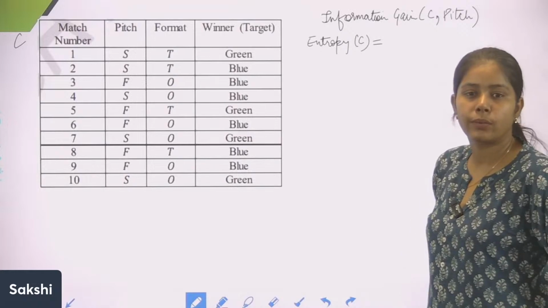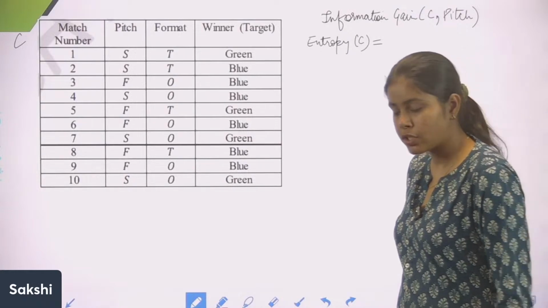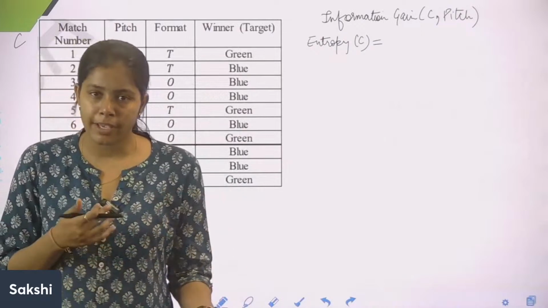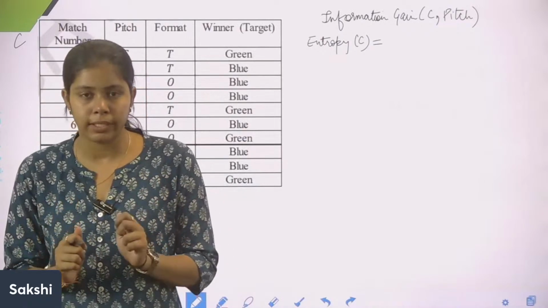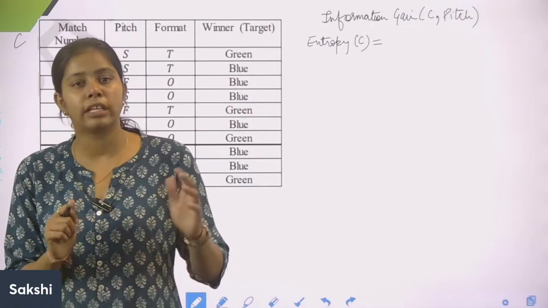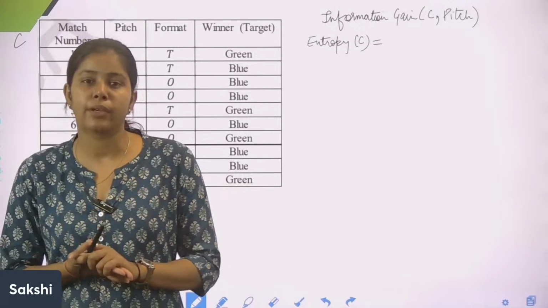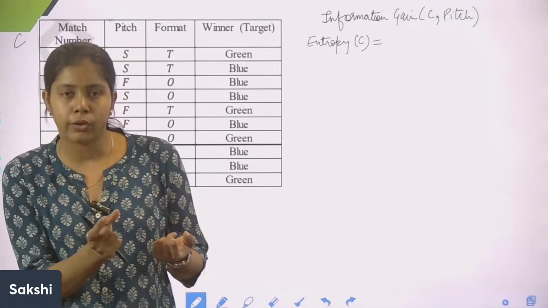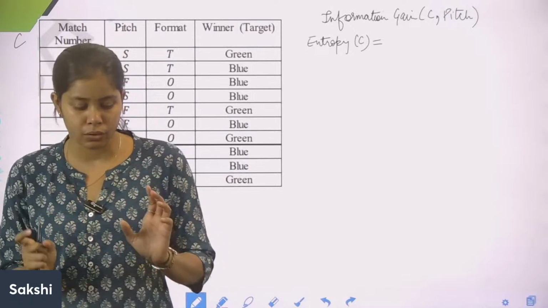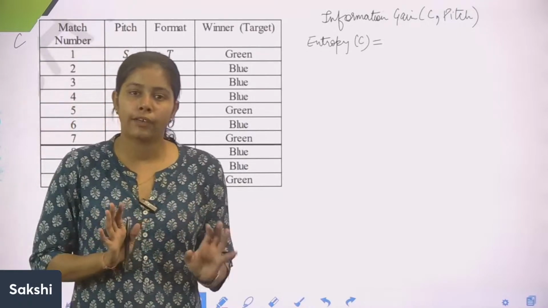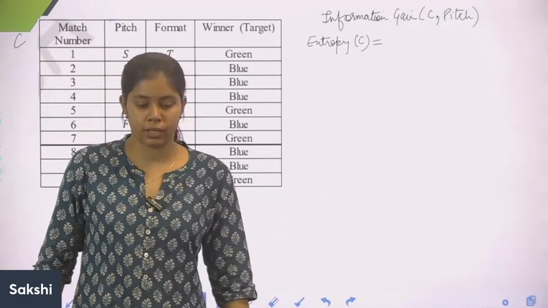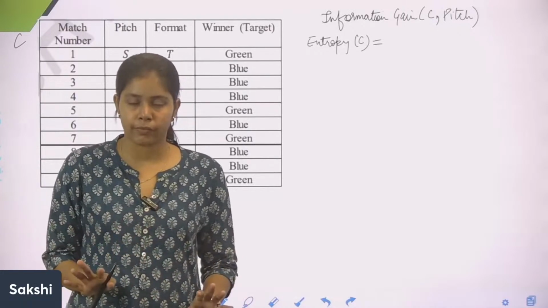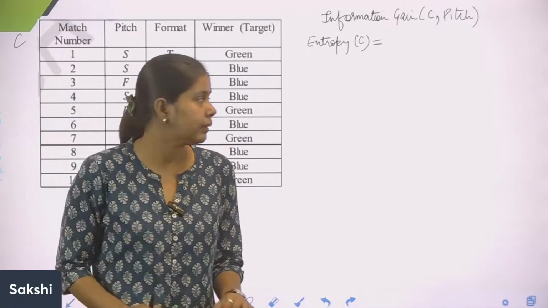Guys, just let me know what would be the entropy of C, and just try to do all the calculations by yourself, using a calculator or anything. Do not just leave it thinking that you would solve it directly in the exam, because sometimes it happens that by mistake you forget to take log to the base 2, right? So practice questions and solve them completely.